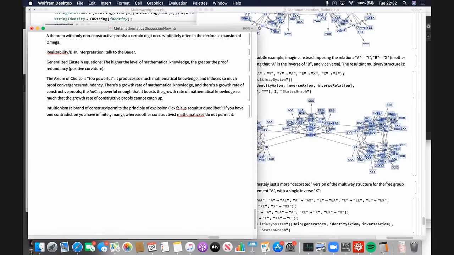So you're saying you can be more or less constructive, which is what I would expect from this. Right, and with this formalism we can now put a measure on how constructive something is. A hierarchy of constructivism.